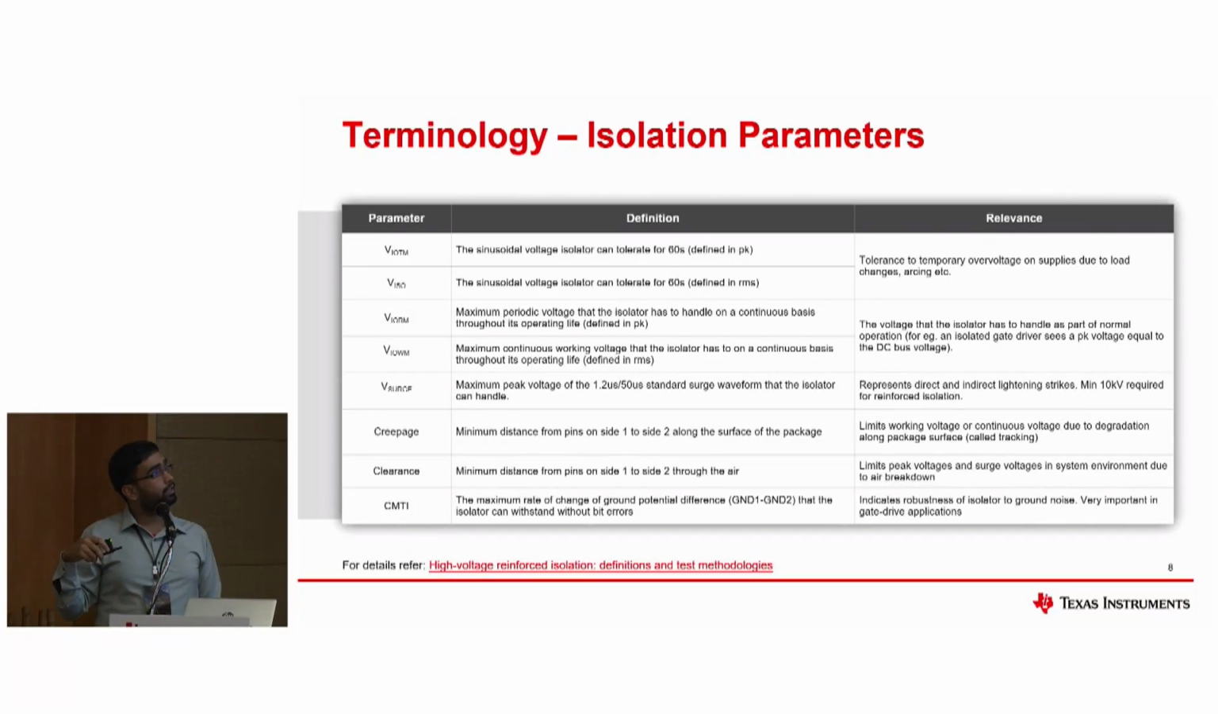A 10 kV, a standard 1.2 microsecond, 50 microsecond surge waveform, but a minimum of 10 kV pass level is required to claim a reinforced isolation. This is the only spec that defines the reinforced isolation. Creepage clearance, I'll talk more in the coming slide. It's nothing but the distance between side 1, side 2 via air and the package. And CMTI is the common mode transient immunity between ground 1, ground 2, where one side is considered cold side and one side is considered hot side.